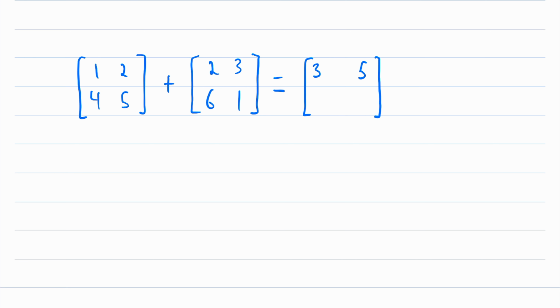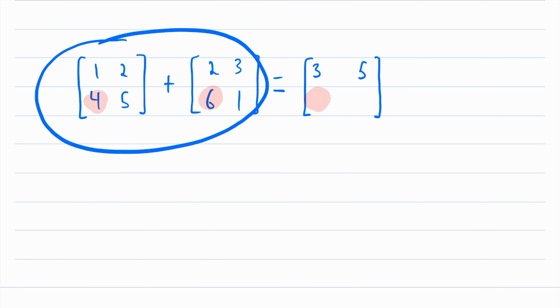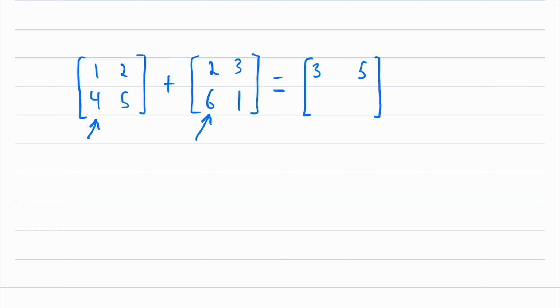Continuing on in this way, the entry in the second row and first column is obtained by adding the entries in the second rows and first columns in the matrices we're adding. In this case, that's 4 plus 6, that's going to give us 10. Then, for the entry in the second row and second column, we add the entries in the second rows and second columns in the matrices we're trying to add. That's 5 plus 1, which of course gives us 6.